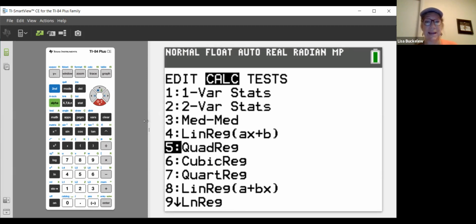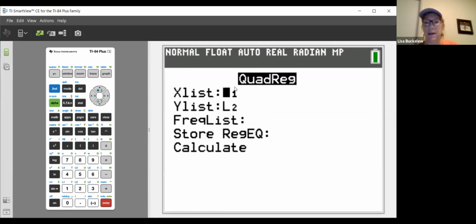So it's not always stat calc 4. That's just what we were doing in module 1. It could be stat calc 5 or cubic, quartic, logarithm is number 9, exponential is the 10th one. So we're going to do all of these before it's over with. So we'll select number 5, and then we will have it calculate. If you've got the older version of the calculator where it just says quadreg, you just hit enter here. I'm going to go down here to calculate.